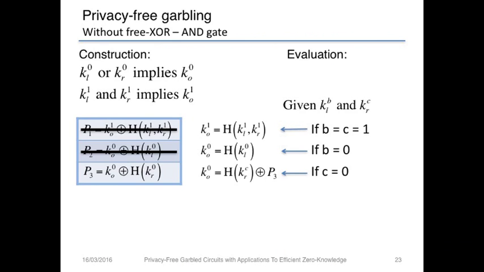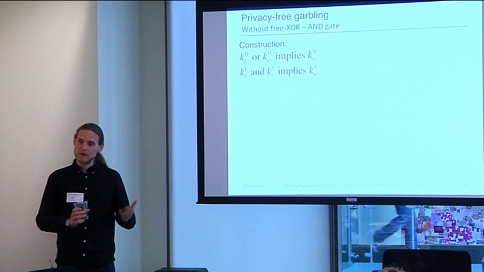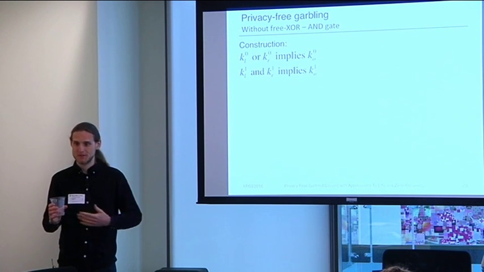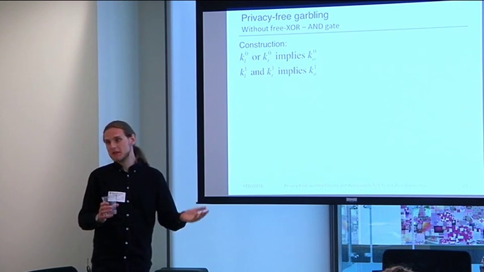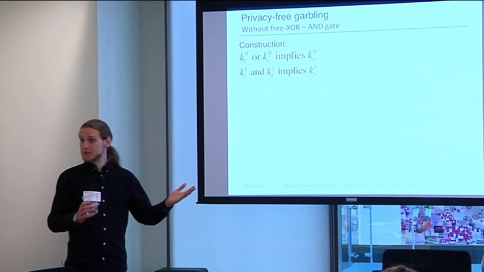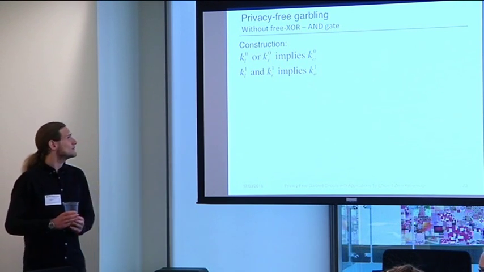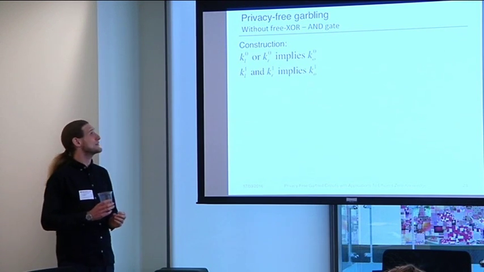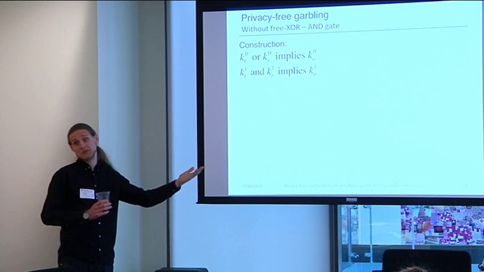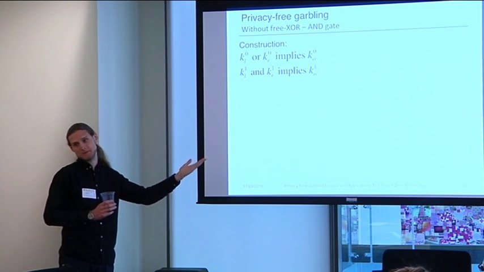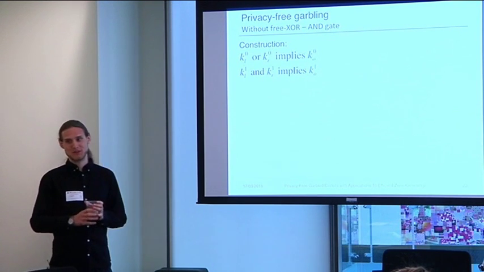So let's start by considering an AND gate, and we also start by considering no free XOR. So we don't have a correlation between the 0 and the 1 key. We just have a 0 key and a 1 key for each wire, and we want to do an AND gate. So basically, what does an AND gate do? Well, it computes AND. This means that if I have either a left 0 or a right 0, then in either of these cases, I know the output is going to be 0. It doesn't matter if the other is a 0 or 1. And if I have a left 1 and a right 1, then I know the output is going to be 1.